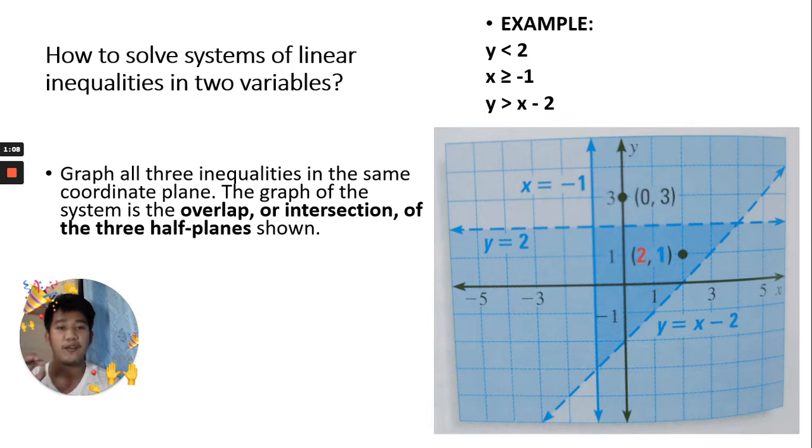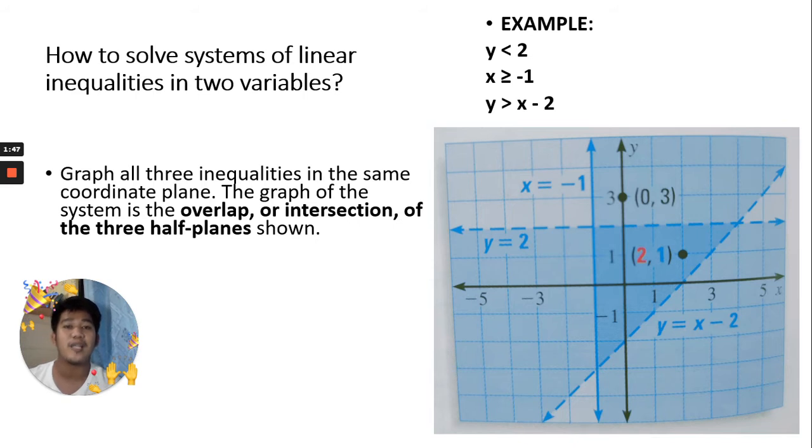As you can see, we have three graphs of linear inequalities. So we have the first one, y is equal to 2. It is a broken line because it uses the symbol is less than. Okay, and then another one is x is equal to negative 1. That is the vertical line, and a solid line, and lastly the diagonal line y is equal to x minus 2. Okay, and as you can see, there are overlapping shades of the three inequalities, and that region, which is triangular, will be the solutions.